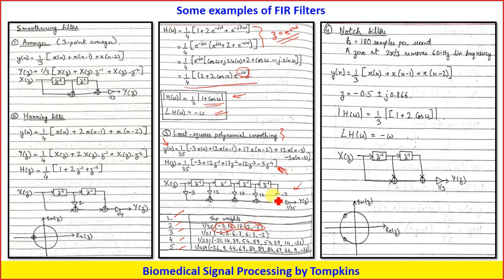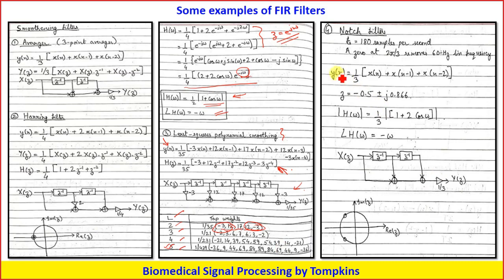repetitions. Okay. Then the next one is when L is equal to 3, it is 1 by 21, and it is given by minus 2, 3, 6, 7, and then this will be repeated 6, 3, minus 2. Okay. Then when L is equal to 4, you have 1 by 231, minus 21, 14, 39, 54, 59. Then it gets repeated 54, 39, 14, minus 21. Okay. And similarly for L equals 5 also, you get a similar sequence. Okay.